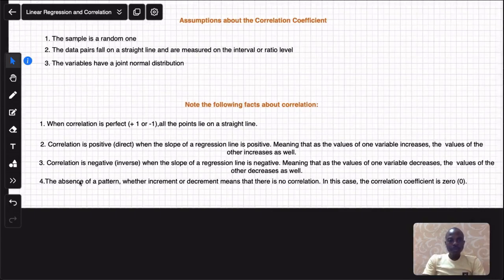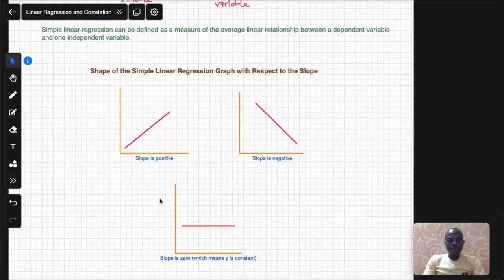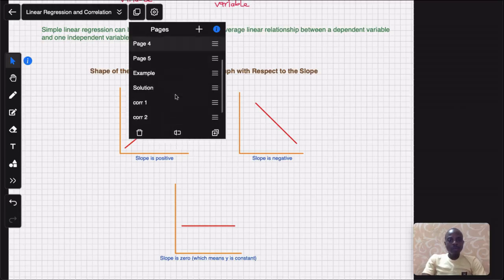And the absence of a pattern, whether increment or decrement, means there is no correlation. In this case, the correlation coefficient is 0. And that's what you are going to find in this case. So you will not find any correlation between the two, and you may not be able to obtain any meaningful thing here for the correlation coefficient.